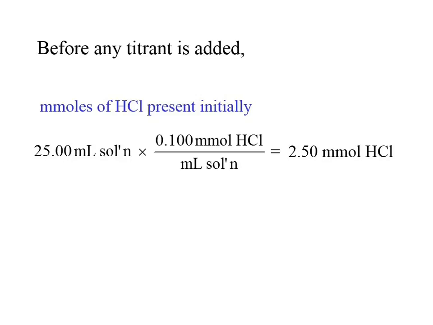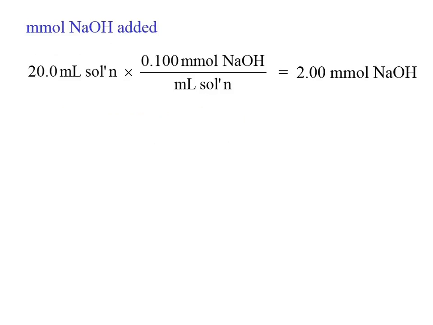Then we can come up with the millimoles of NaOH that you dripped in at that point in the titration, which was 20.0 milliliters. We take the volume of NaOH at that point, 20.0 milliliters, and use the molarity of the NaOH that was in your burette, 0.100 millimoles per 1 milliliter. That means we have dripped in 2.00 millimoles of NaOH. Can you see where we're going to run out of NaOH? Yeah, because they react on a one-to-one basis.